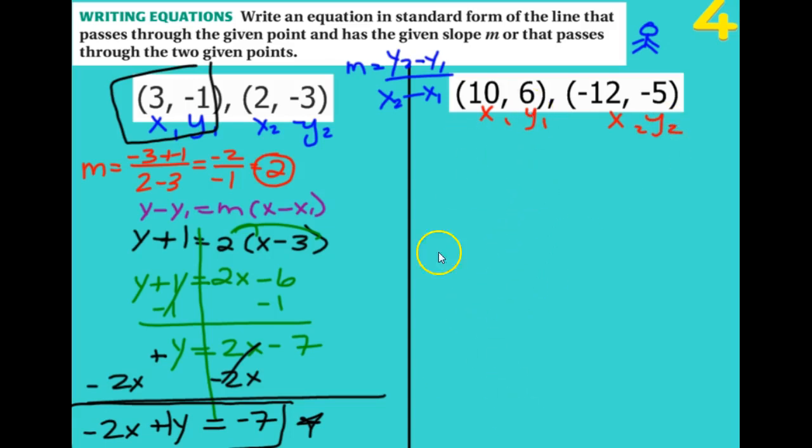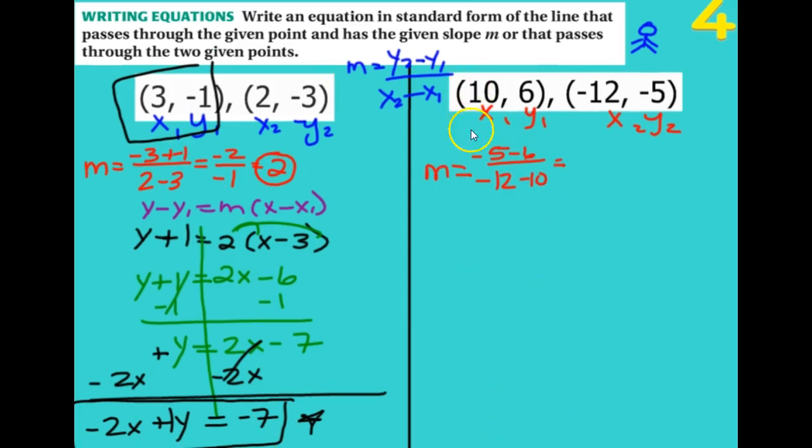I'm going to find my slope first. y2 minus y1, or negative 5 minus 6. Then on the bottom, negative 12 minus 10. So that gives us a negative 11 on the top, on the numerator, and then negative 12 minus 10. They're all negative, so it's negative 22. Two negatives make a positive, and 11 over 22, if we divide by 11, will give us 1/2 for our slope.